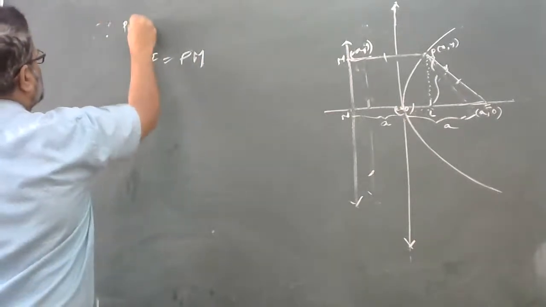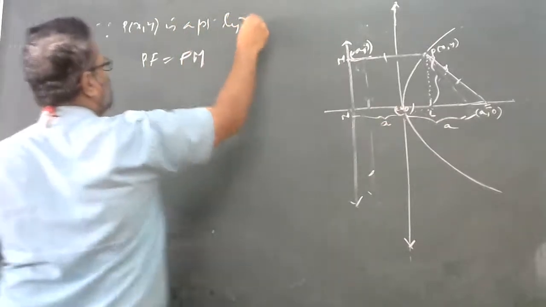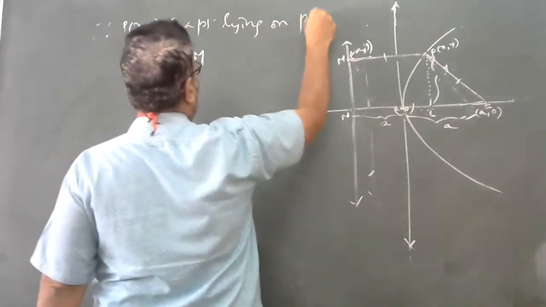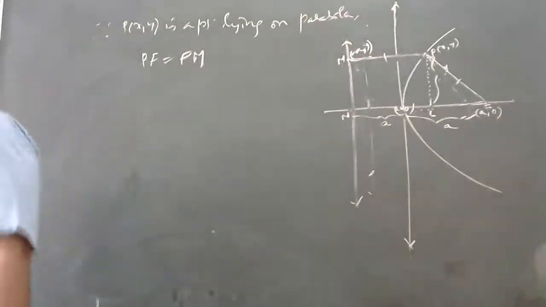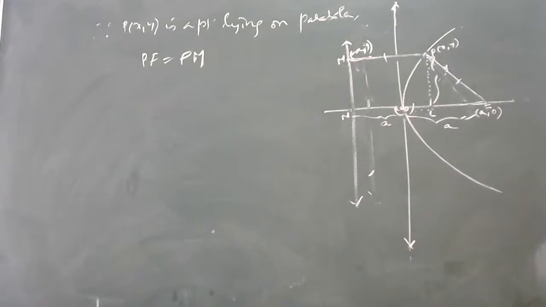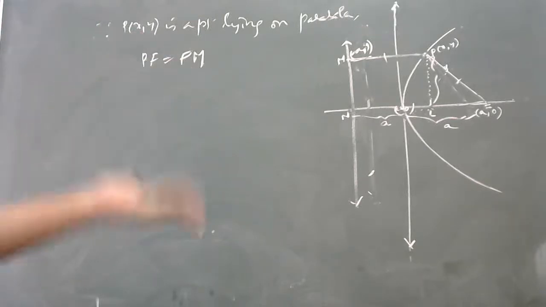Since P(x, y) is a point lying on the parabola, is this a condition? PF is equal to PM. Can I take like this? I know the coordinates of M, I know the coordinates of P, I know the coordinates of F. What I have to do? Two distances are different. Distance between two points only, na?